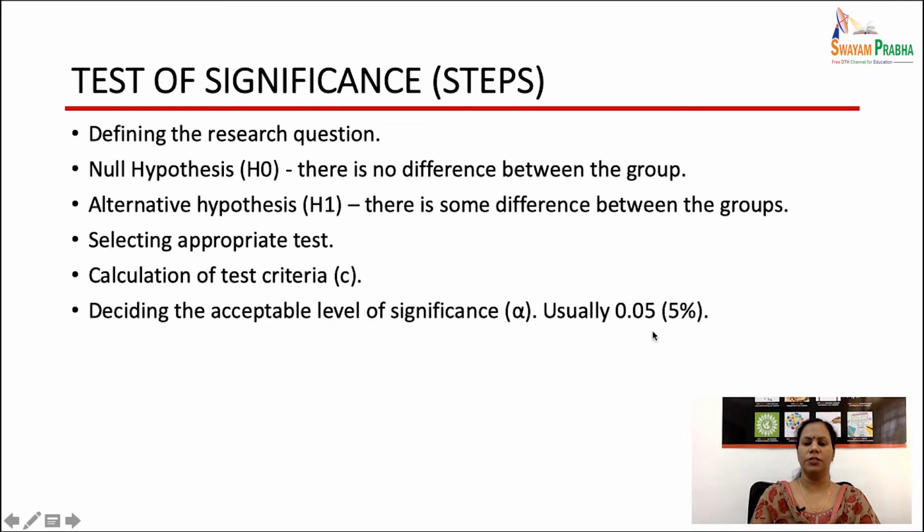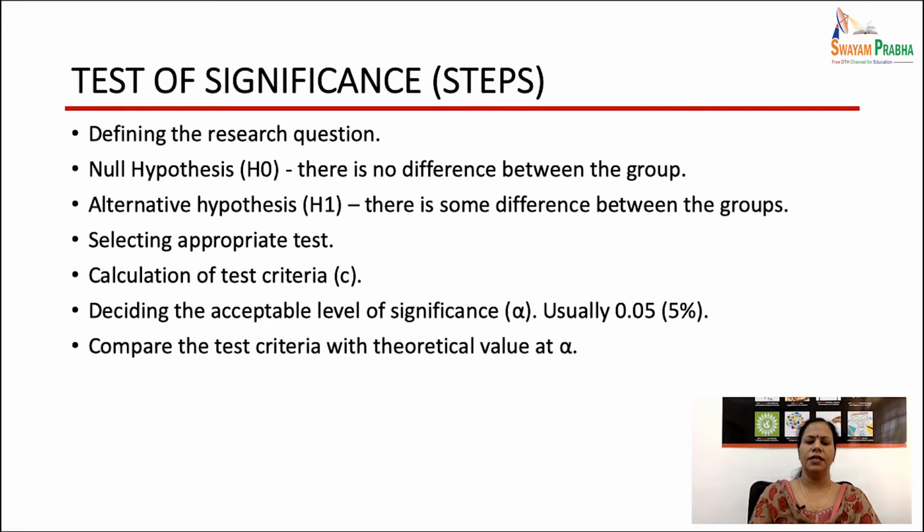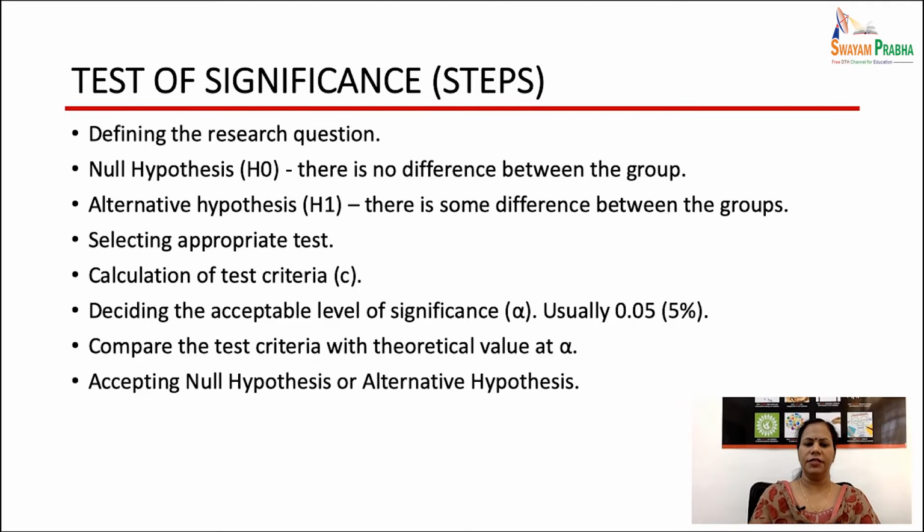Usually we keep it as 0.05, that is 5%, and then we compare the test criteria with the theoretical value at alpha. So we go for the test criteria and compare the test value with the table value, and if it is not significant, then we accept the null hypothesis. If it is significant, then we reject the null hypothesis and accept the alternative hypothesis, and based upon that we make the inference in our research question's language. So these are the different steps which we use whenever we go for the tests of significance.